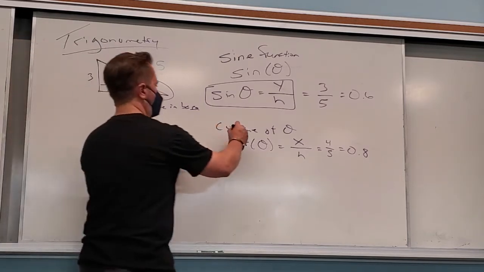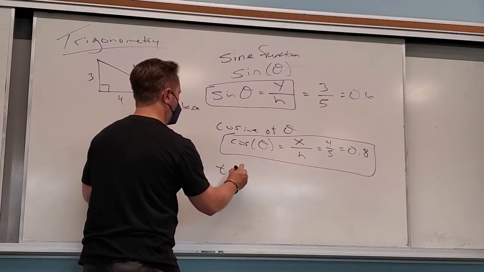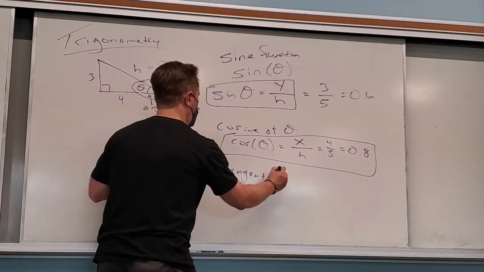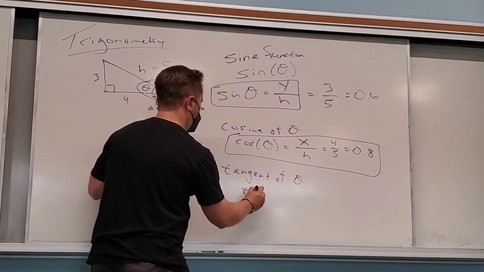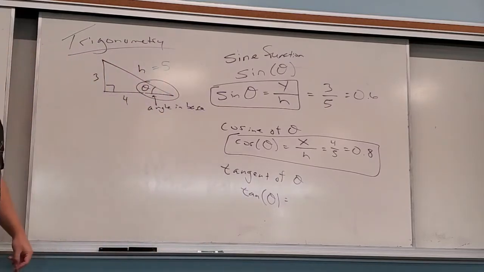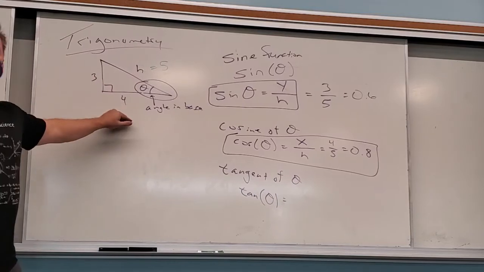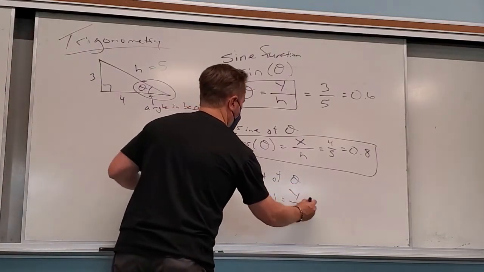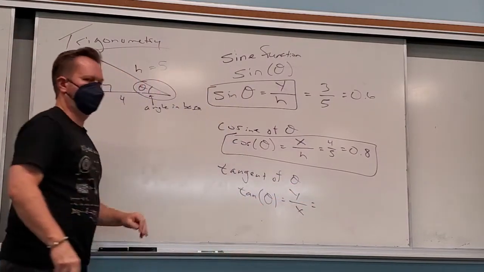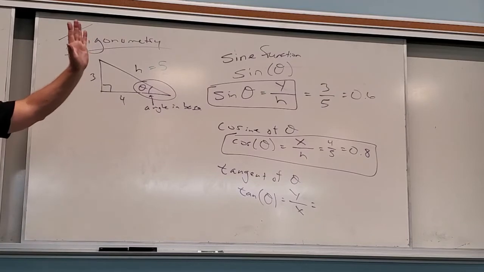That's cosine. And then the third one that's really important is tangent of theta. So tangent theta is going to be the y side to the x side. So what's that here? 3/4. I love it. You guys with me? 3/4.